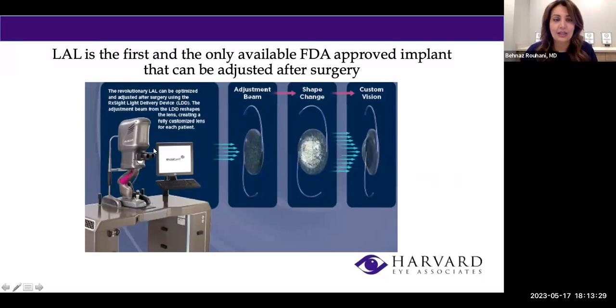So this is the machine that patients sit at, and then the surgeon sits here. There are all the settings over here that we see.